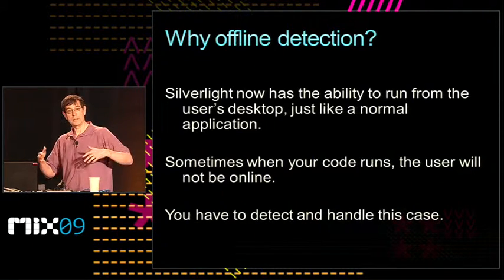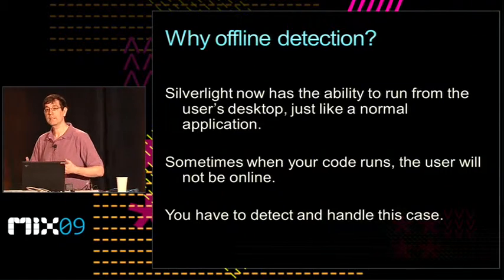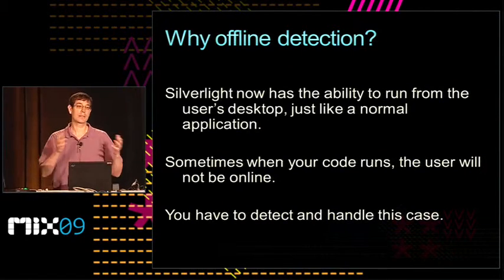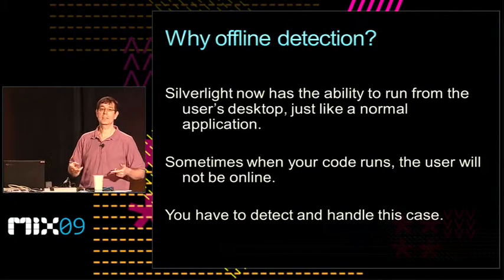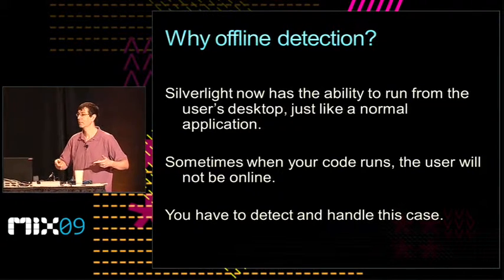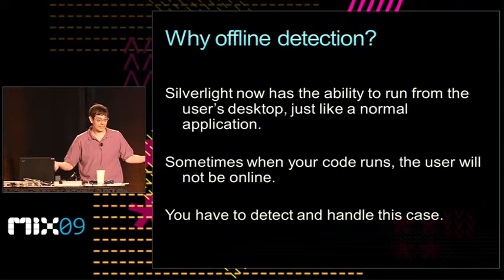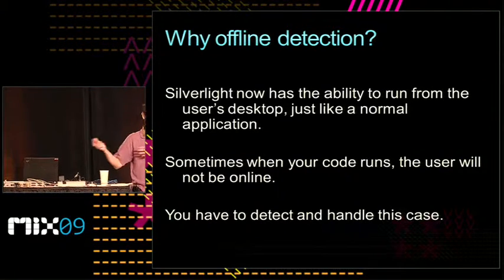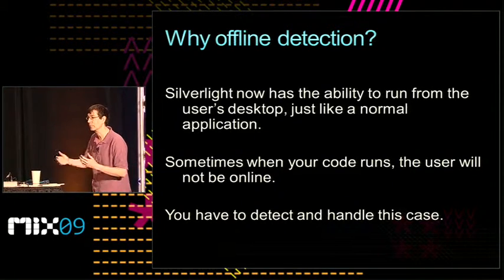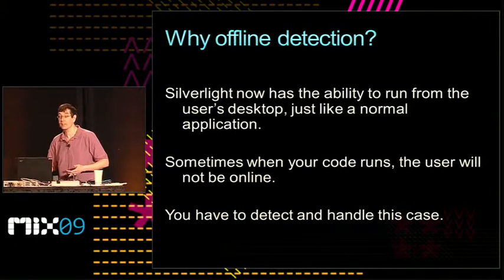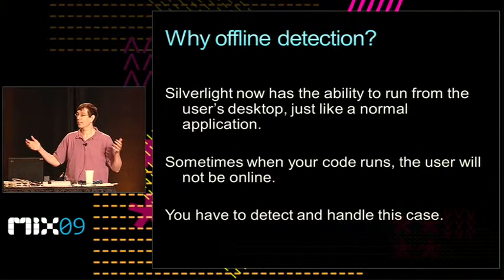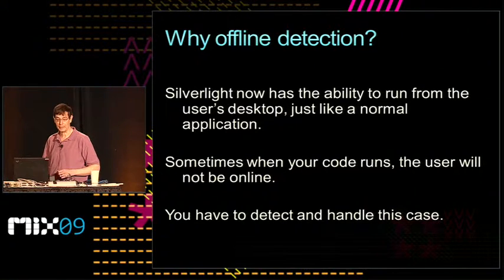Now, there's a bunch of code and a bunch of APIs to actually do that detection of whether I'm on the desktop or I'm running from a website. But in addition to that, now all of a sudden, sometimes when you run, the user's not going to be online. They're not going to have access to your servers. If you want to pull down data and do something different depending on whether you're online or offline, well, all of a sudden, you might not be online. You have to detect that, and you've got to do something about it.